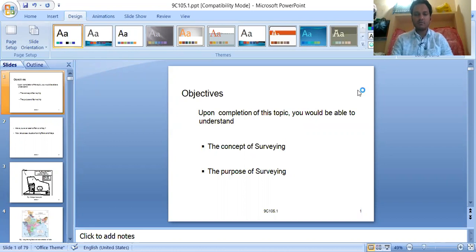Today, I would like to start a new topic, Introduction to Survey. Now, we are going to learn some of the objectives in this class. The first objective is to learn what is the concept of surveying, and further, we are going to learn what is the purpose of surveying. So, in this class, we are going to discuss in detail about concept of surveying, purpose of surveying, different types of surveys based on different classifications. So let us start today's class.